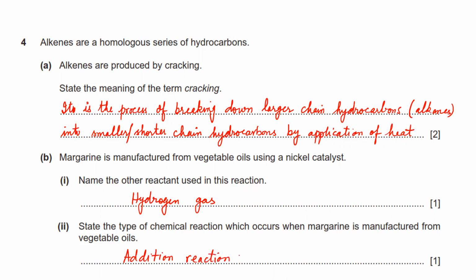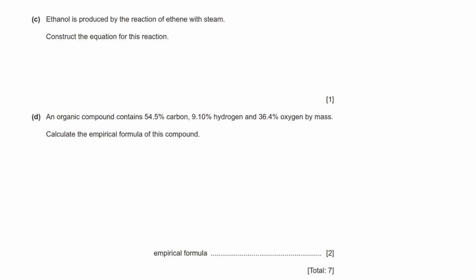Okay. So moving ahead, it says ethanol is produced by reaction of ethene with steam. Construct an equation for this reaction. So ethene, C2H4 is ethene, okay, and steam is H2O. When they react together, they form ethanol. So ethanol is C2H5OH. Okay, so let's balance this: 4 and 2, 6, 5 and 6, 1 O, 1 O, 2 carbon. So this is the balanced equation. Okay, this is how the equation will look.